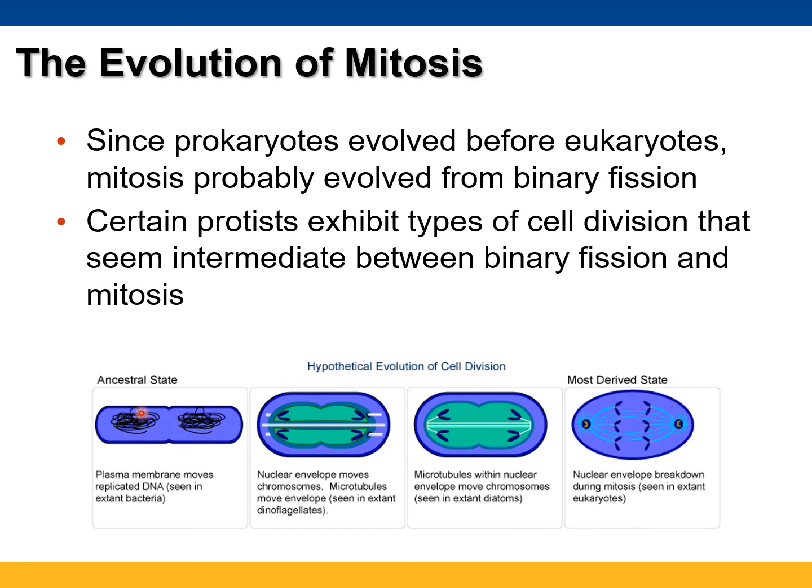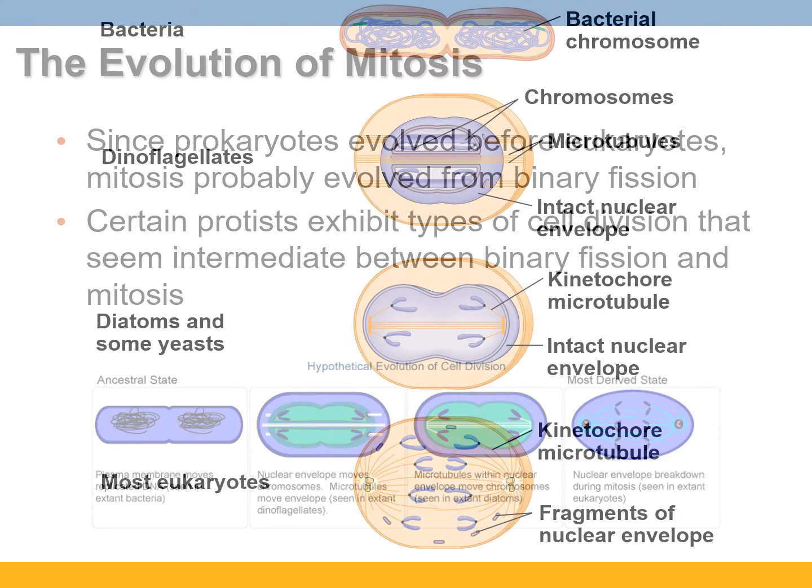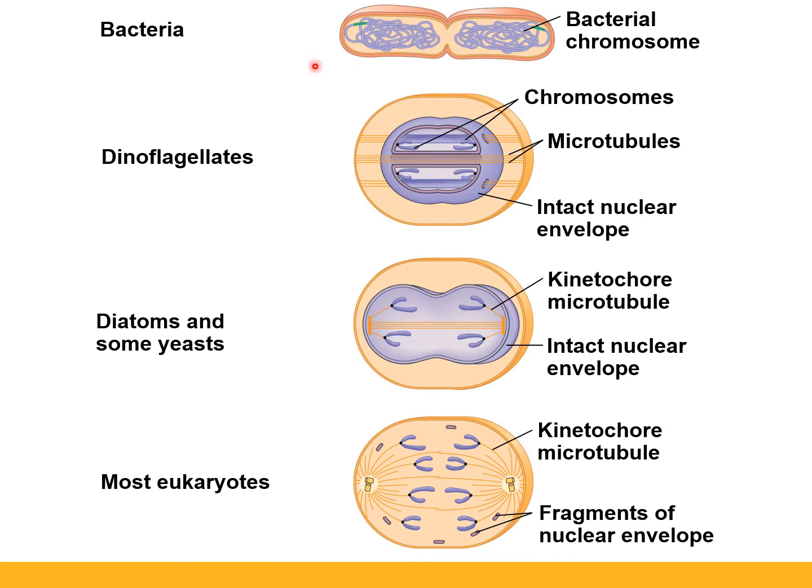So we have where the plasma membrane seems to be involved in the organizing of the chromosomes, moving them to opposite sides, to everything in between. We have lots of in-between sorts of division that look like a cross between the ancestral state and the eukaryotic state that we see now. An example of those different organisms.